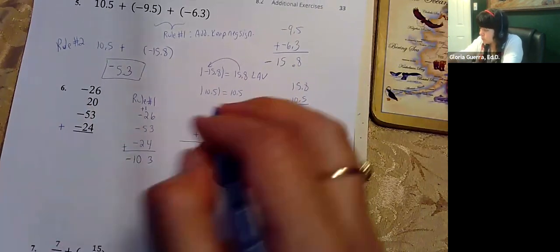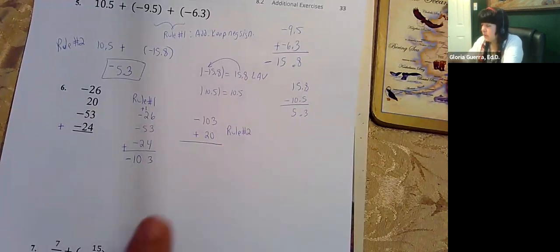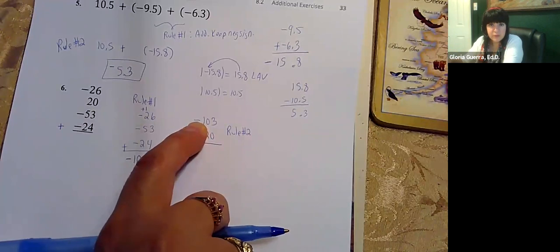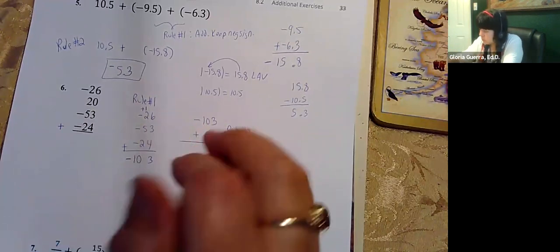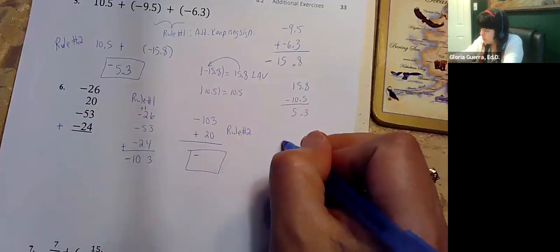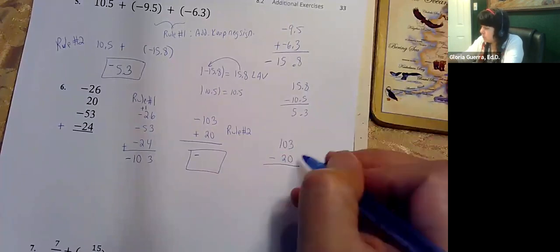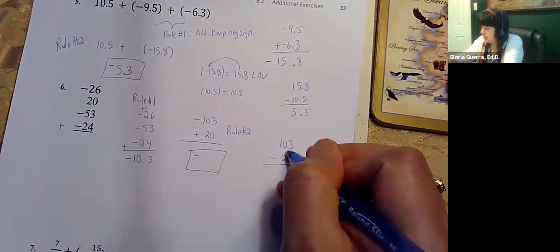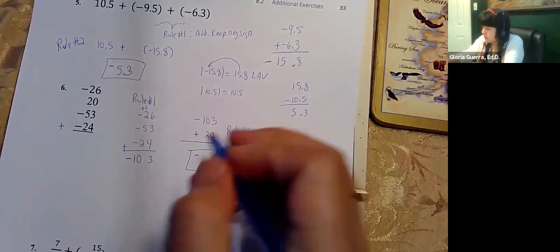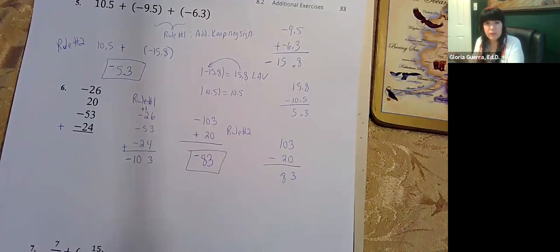Okay, that's rule number 2. So you're going to have to subtract, and you're going to keep the sign of the number with the bigger absolute value. See how that's bigger, 103? The answer is going to end up being a negative because the 103 is bigger than the poor little 20, okay? But you're going to have to subtract on the side. Show me your subtraction on the side. 103 minus 20. 3 take away 0, and basically 10 take away 2. So that's going to give you a negative 83.